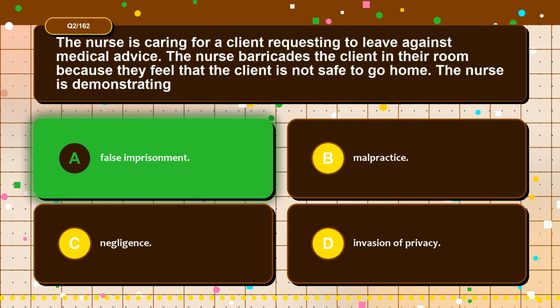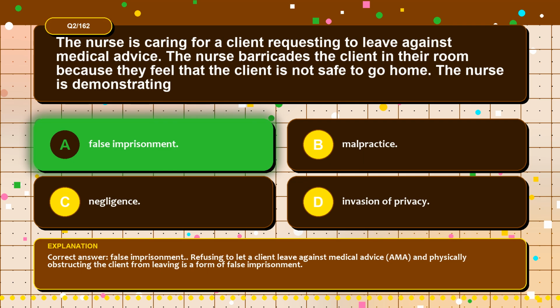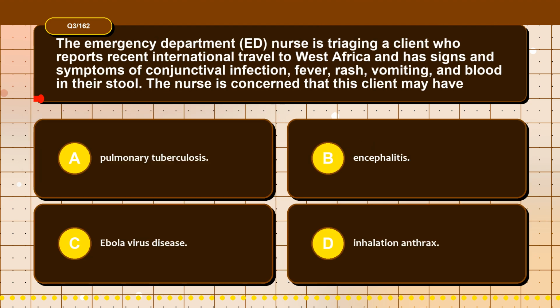The correct answer is option A. False imprisonment. Refusing to let a client leave against medical advice (AMA) and physically obstructing the client from leaving is a form of false imprisonment.